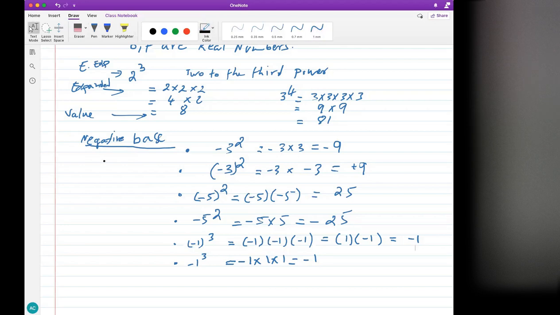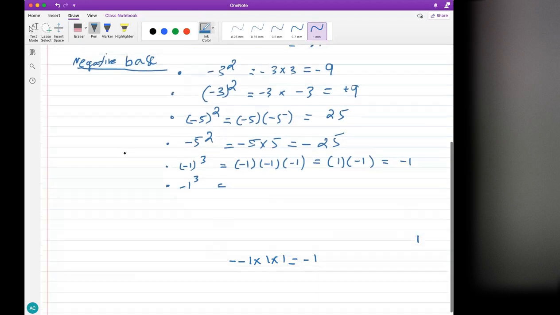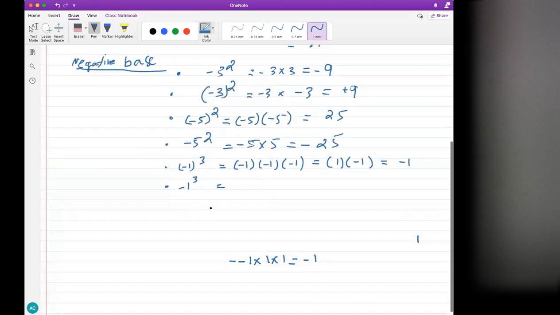Now let's look at negative powers. See how to handle the case of a negative power.